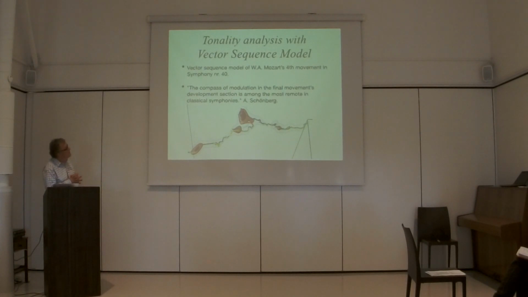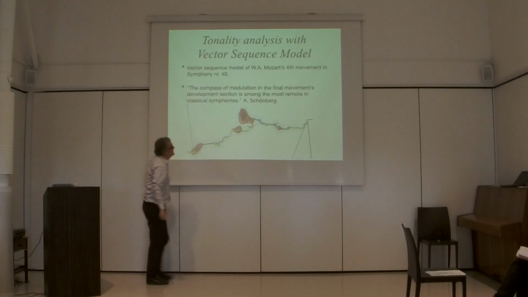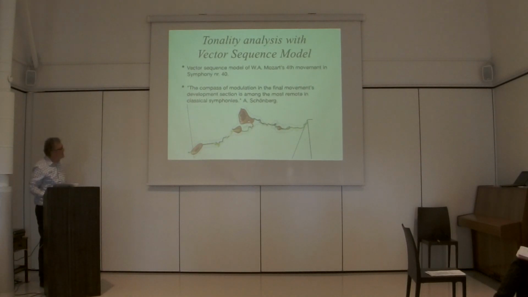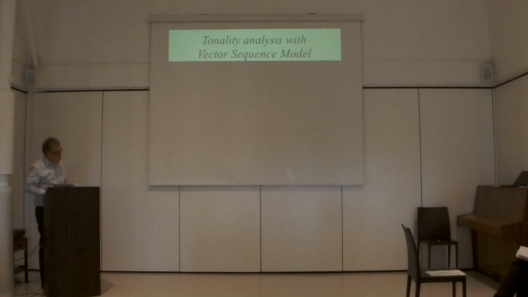I saw this one. This is about Mozart's last movement. You see here is the same model, and there is that development section. I took this example because Arnold Schoenberg says in his book Fundamentals of Music, I don't remember the name, that the compass of modulation in the final movement development section is among the most remote in classical symphonies. I have the name of the book at the end of this presentation. And here is one very beautiful sculpture.